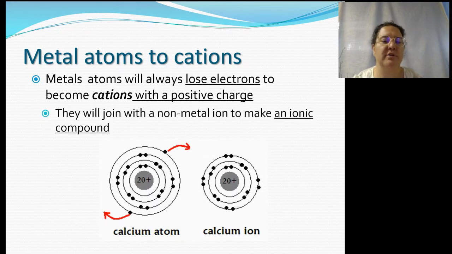So looking at terminology, metal atoms are always going to lose electrons to become more stable. And so they're going to become cations with a positive charge. And I remember that cations have a positive charge because they have a T in the middle of the word, and a T looks like a plus sign. So they're going to join with a nonmetal to make an ionic compound. Now, this is a compound between a metal and a nonmetal.